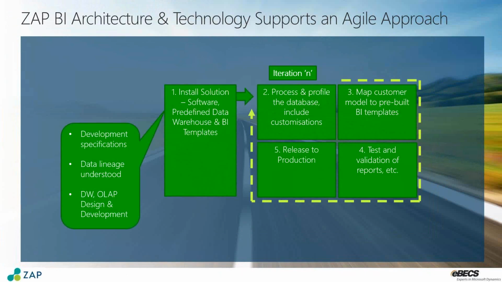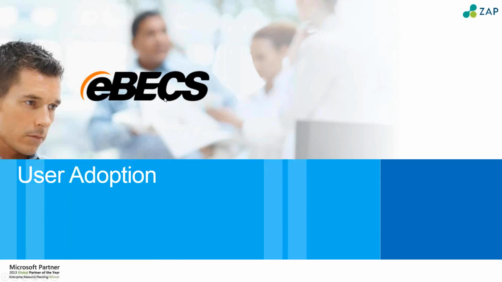We can go from installing the software through an initial process and profile, mapping any additional customer data to the pre-built templates, testing and releasing to production. We're typically able to achieve that in very small amounts of time. So it wouldn't be unusual for us to be able to do that within an initial 5-day cycle, with maybe 1 or 2 iterations after that before customers are self-sufficient with the application.